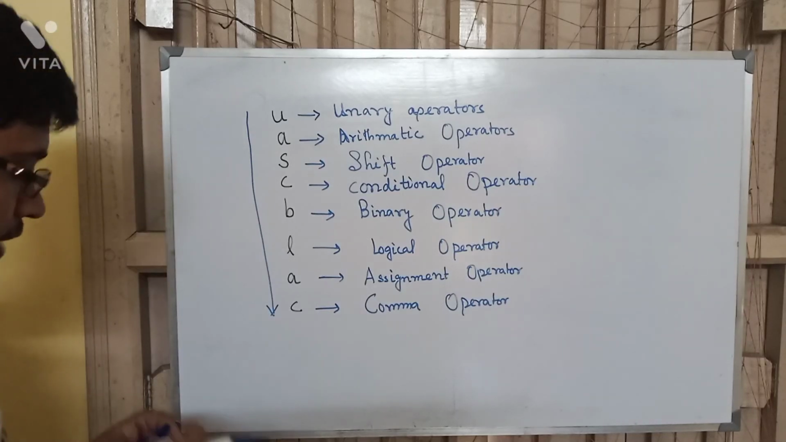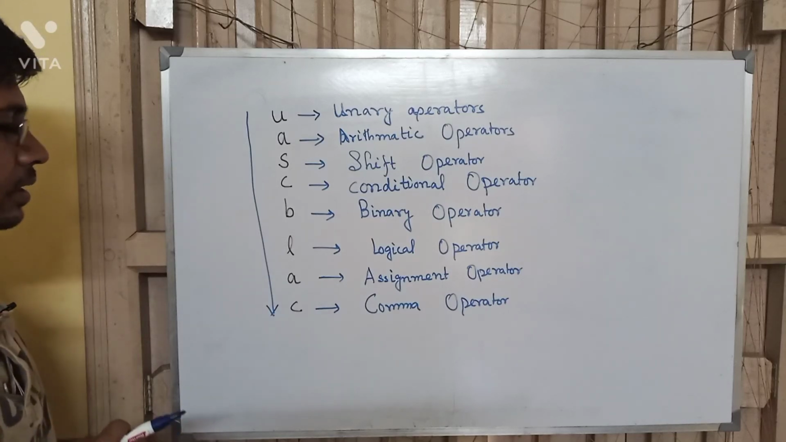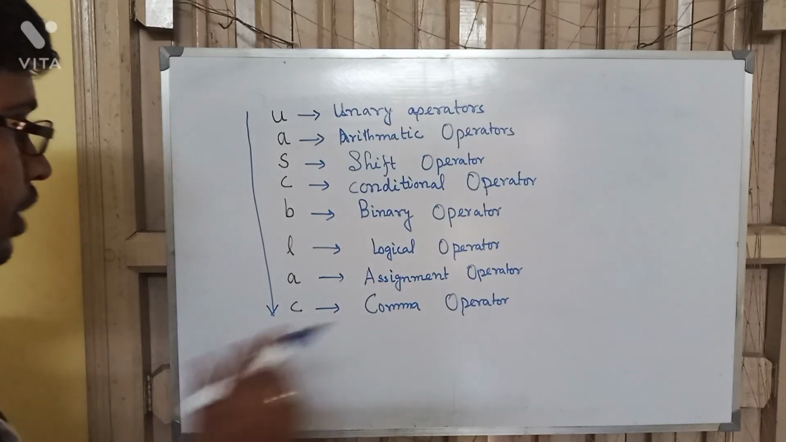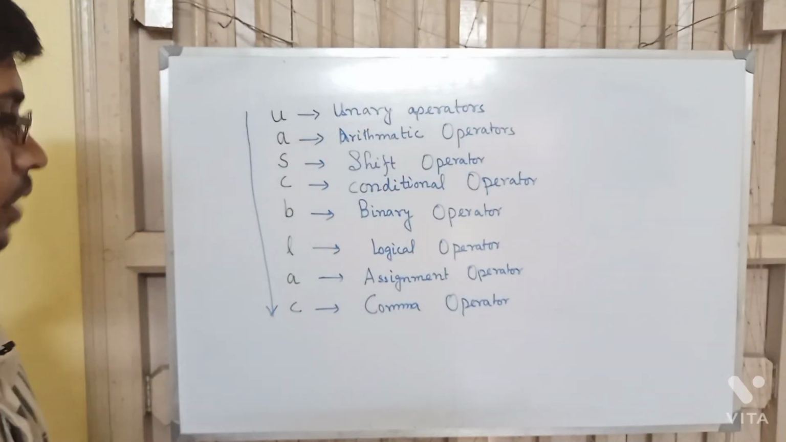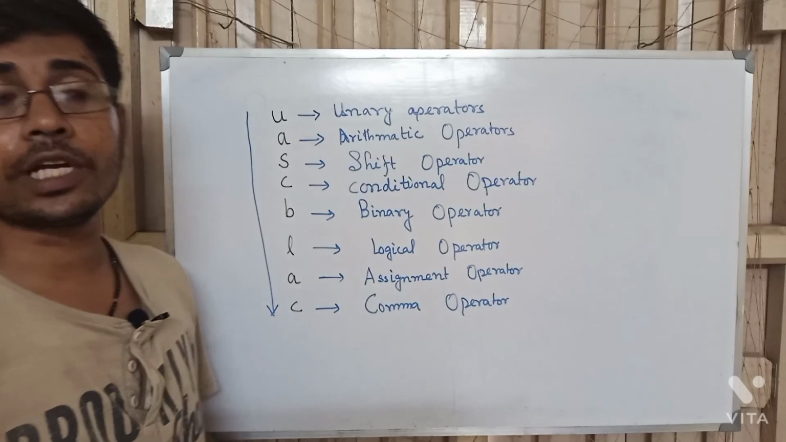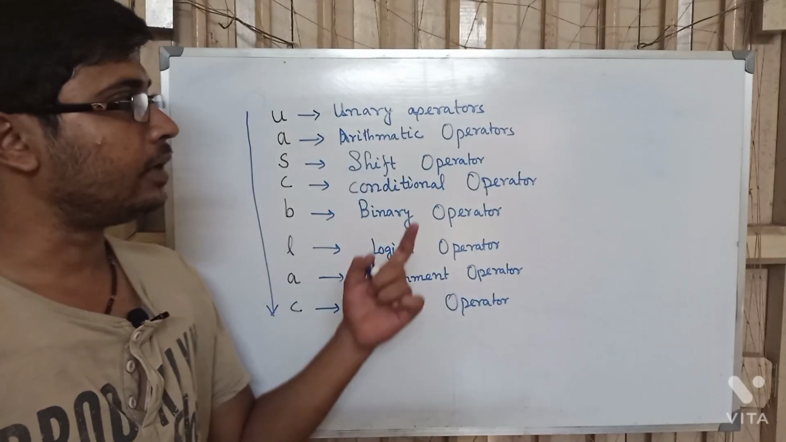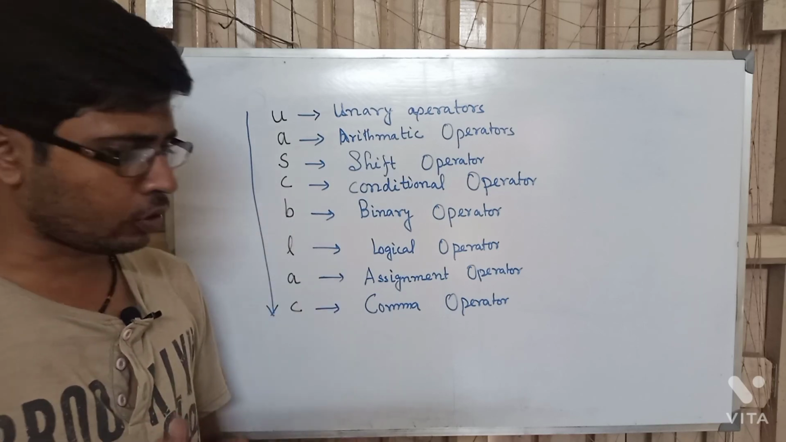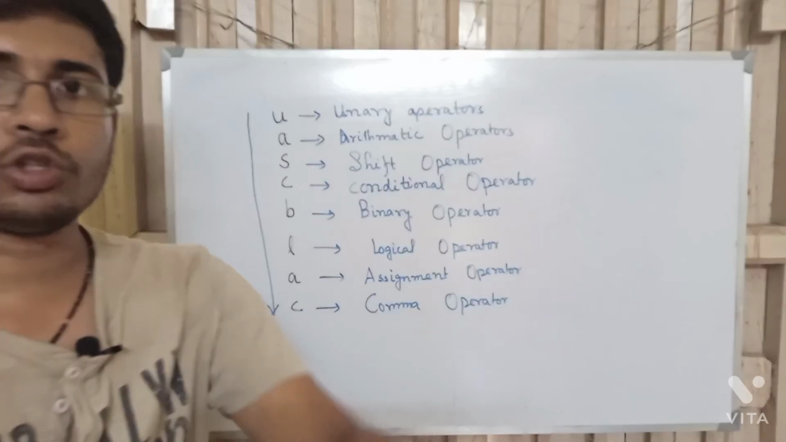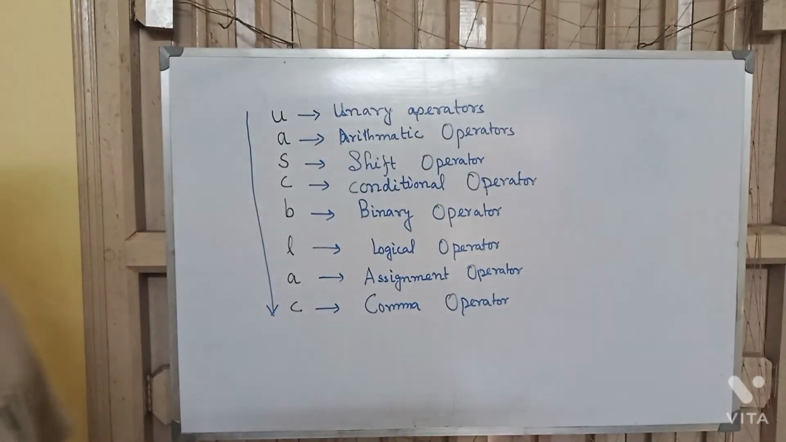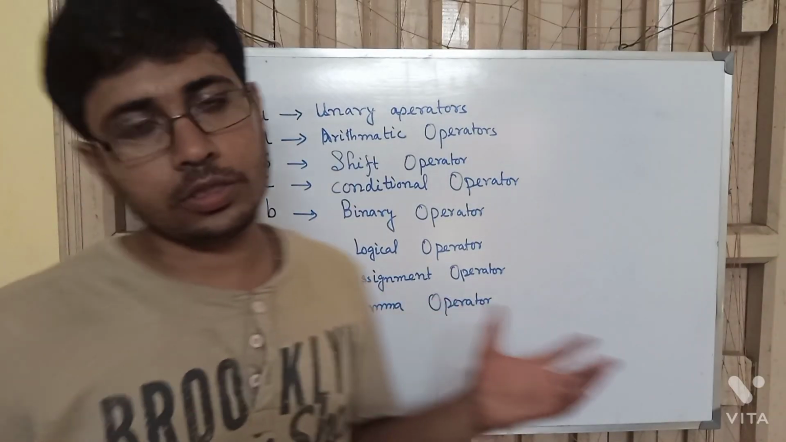In that way you can remember the precedence, and always remember that the assignment operator is right associative, meaning right to left, and the ternary operator is also right to left associative. Almost all the remaining operators are left to right associative. So you have to remember it. Okay, here it is now over.